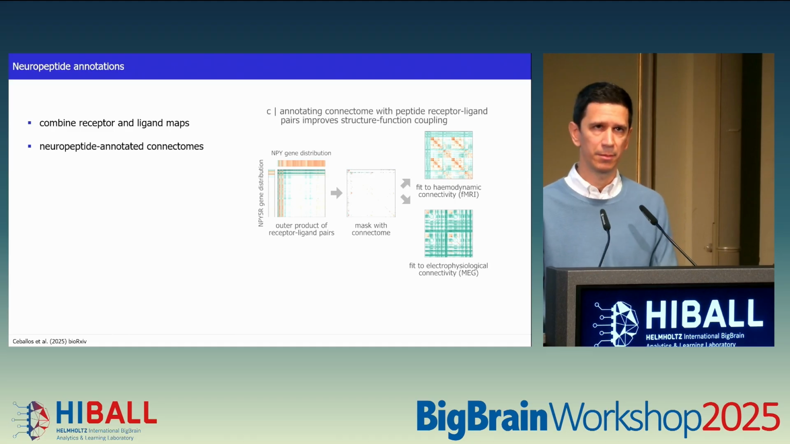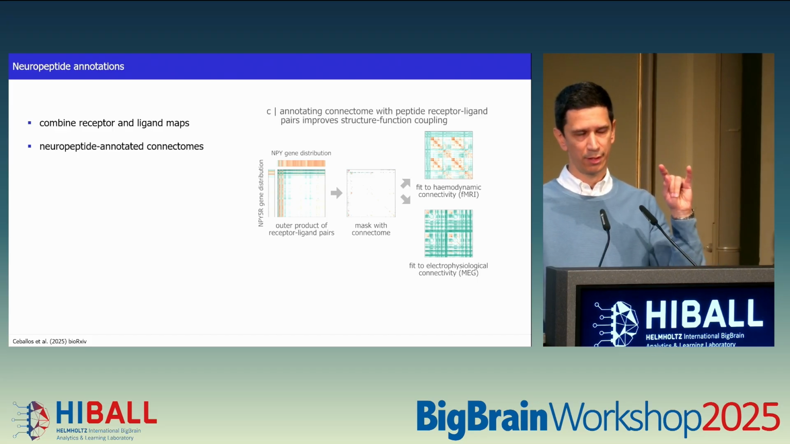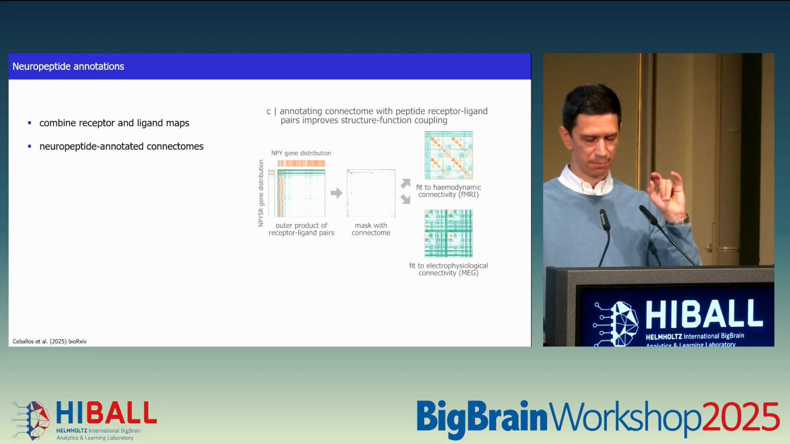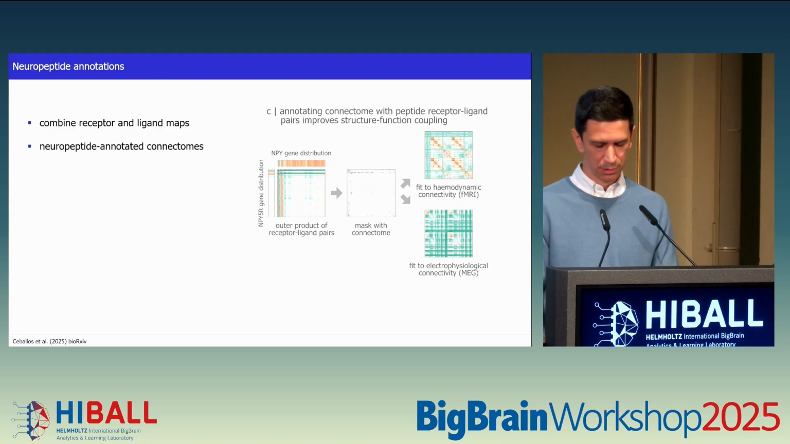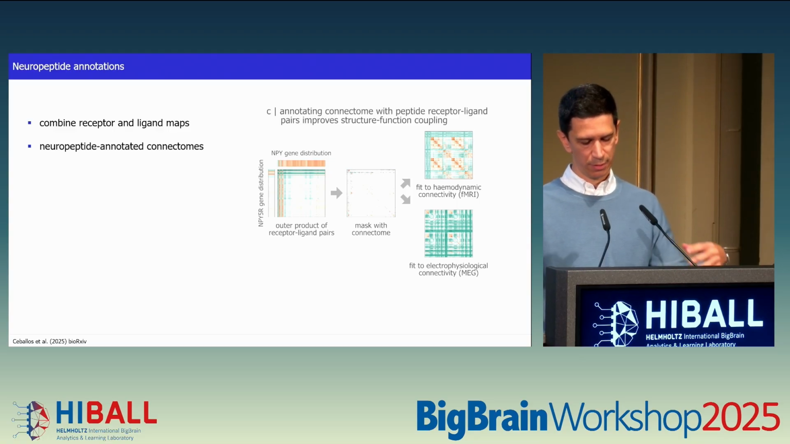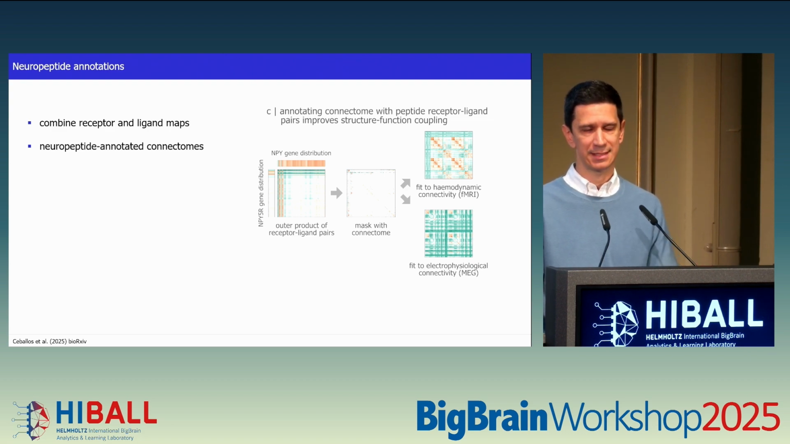Talking about how annotations can help us make better models of dynamics, here what we did was to ask: does neuropeptide signaling help me to predict functional connectivity? So we take our neuropeptide receptors, we do an outer product with their cognate ligands, so that we have this matrix of potentially how much binding there is between a receptor and a ligand. And then we mask this with a white matter connectome. So we generate a whole brain white matter connectome that's weighted by the amount of neuropeptide signaling that takes place along the edges. And then we try to predict either hemodynamic connectivity from fMRI or electrophysiological connectivity from MEG.